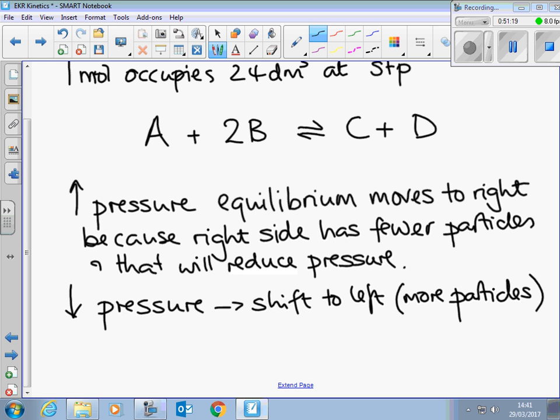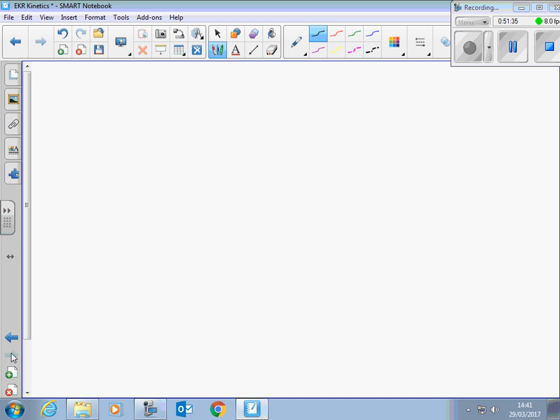The next bit then, temperature. If we change temperature, yeah, we're nearly there. If we change temperature, it will depend on whether it's an endothermic or exothermic reaction. So that's what I was trying to do earlier. So changing temperature.